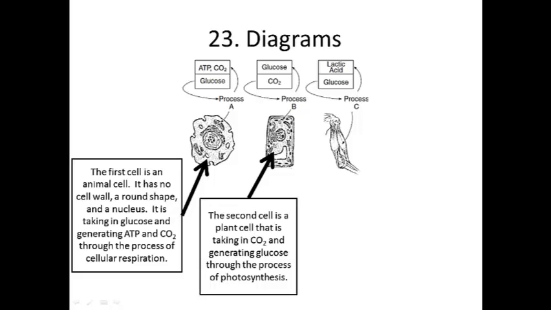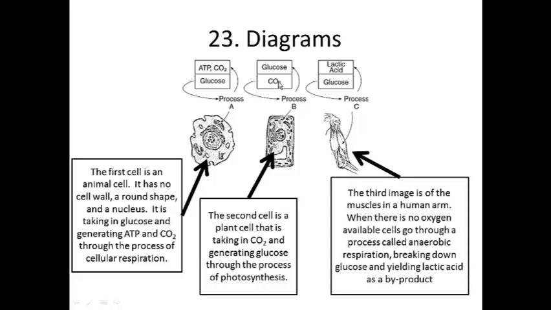The second cell is a plant cell, and I know this because I've got a cell wall here. And we see that CO2 goes into process B, and process B makes glucose. And this is taking place inside of a chloroplast. So that would be photosynthesis.